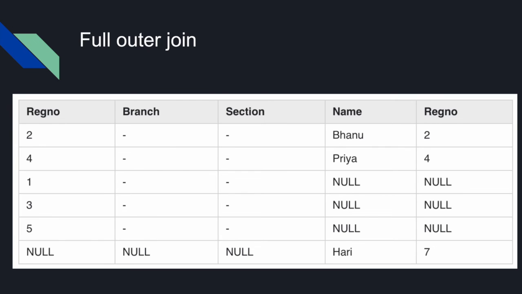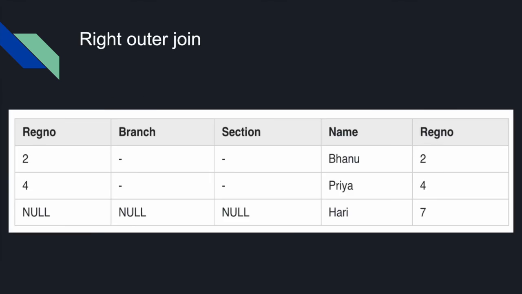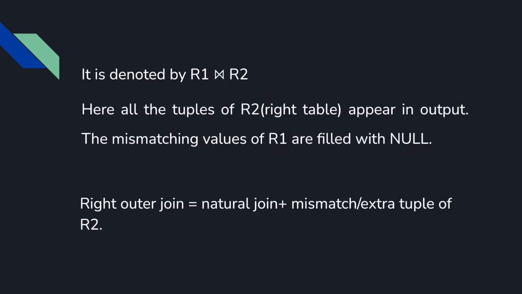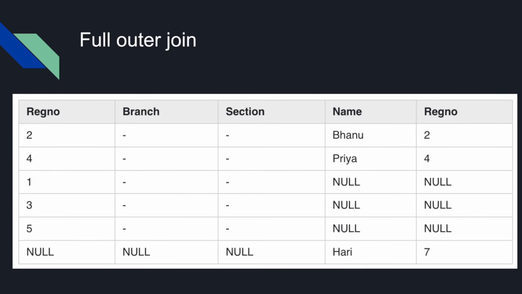In full outer join operations, we take the left outer join and the right outer join together to get a full table with all the cells filled with registration number, branch, section, name and registration number. The common areas which were satisfied are taken together, and those which were not are filled with nulls and dashes. Thank you.